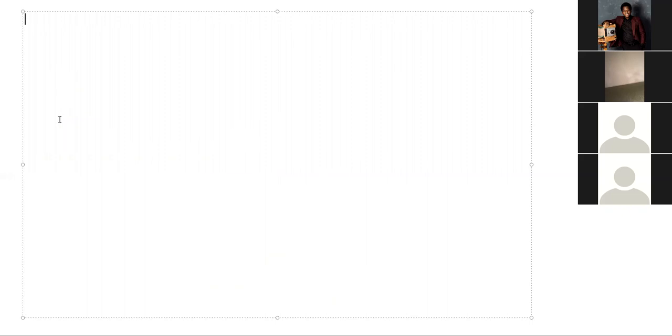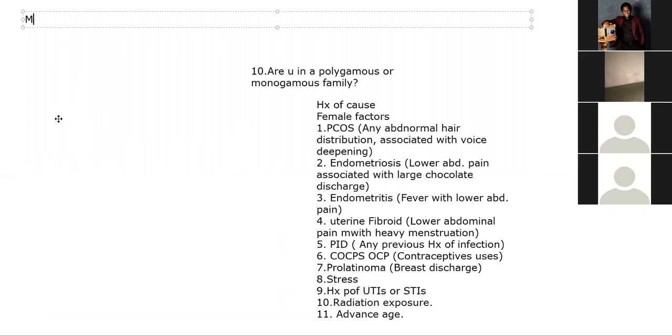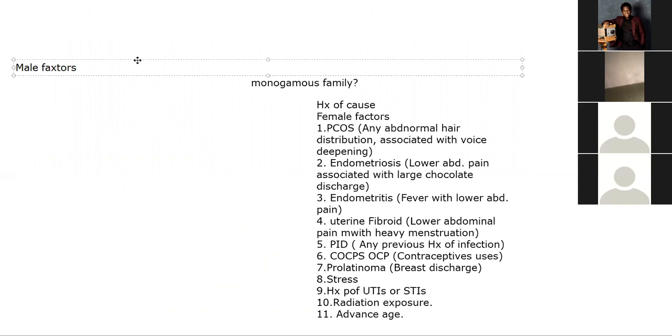We've talked about the female factors now. Let's talk about the male factors. What are the male factors that can cause infertility, doctors? Let me hear from you.